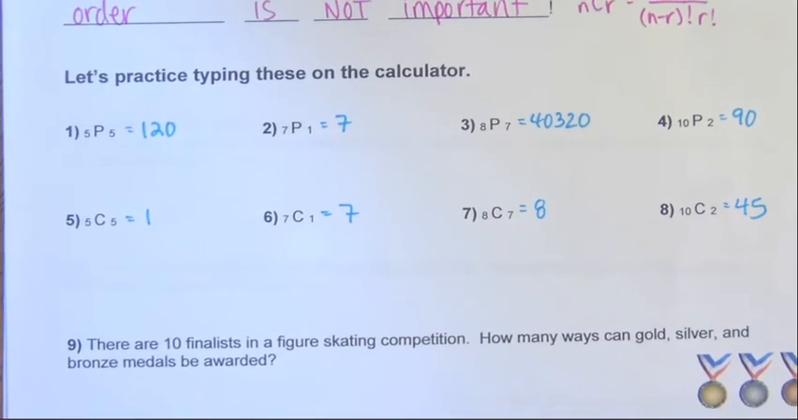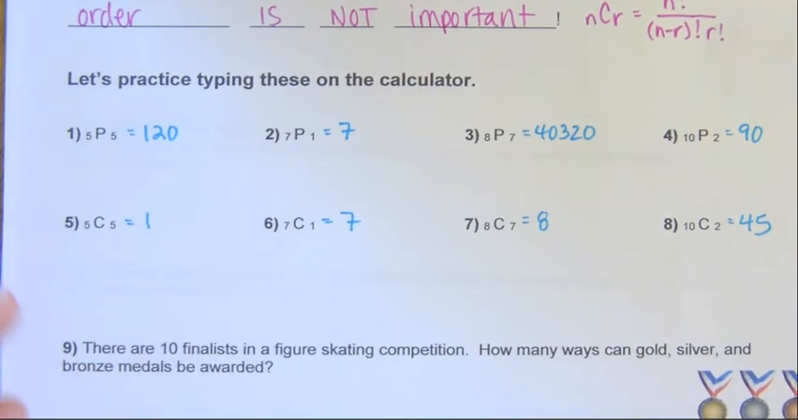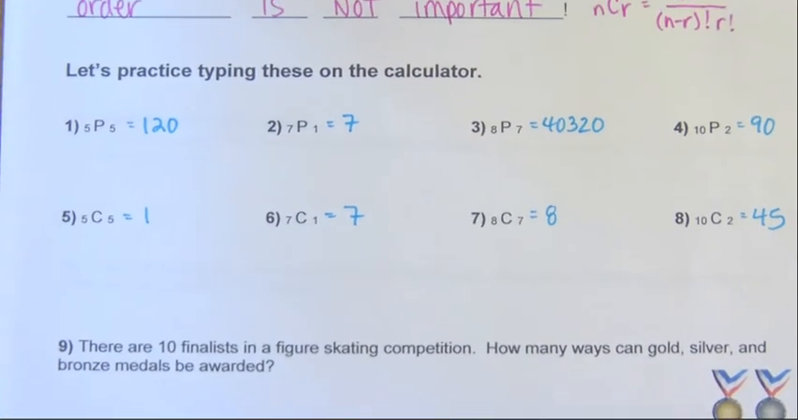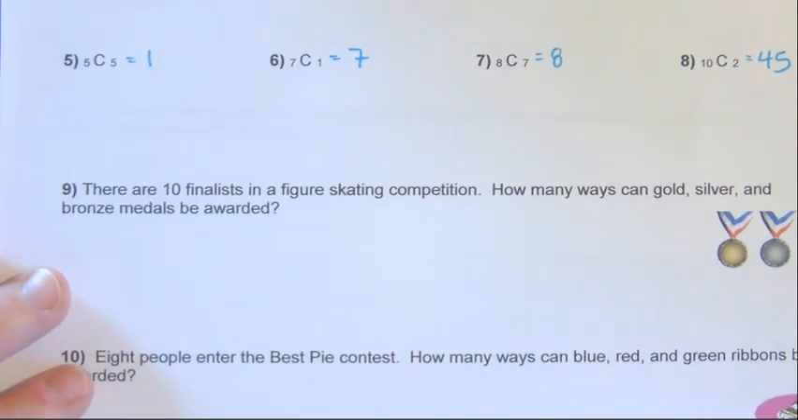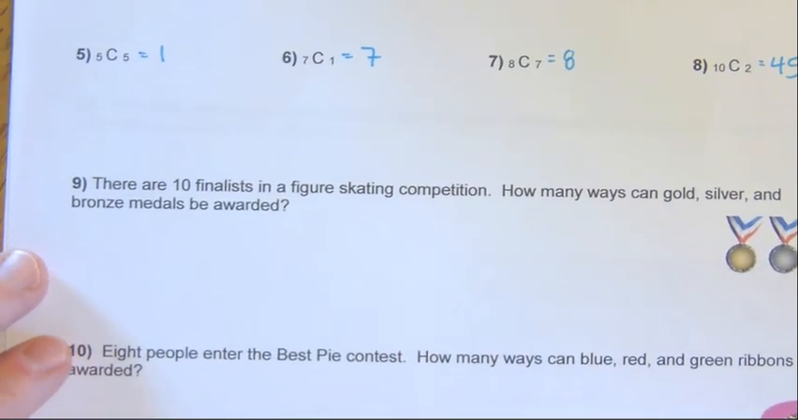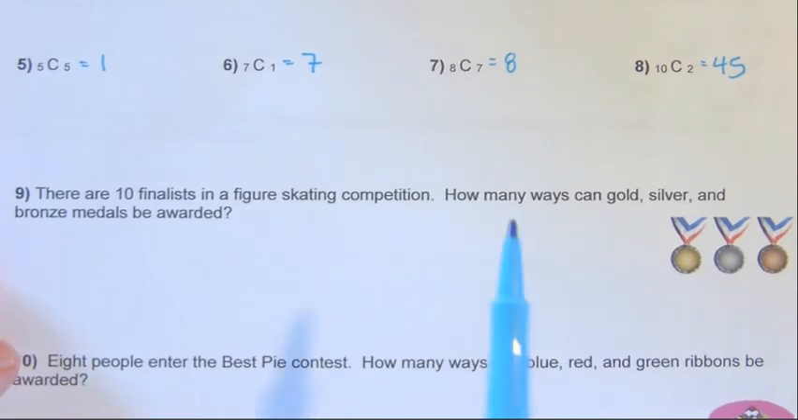So, all right, let's try a few problems here. There are 10 finalists in a figure skating competition. How many ways can gold, silver, and bronze medals be awarded? So you have to first figure out, is this a combination or permutation? And that's what your homework is going to be like too. You have to tell me which it is.